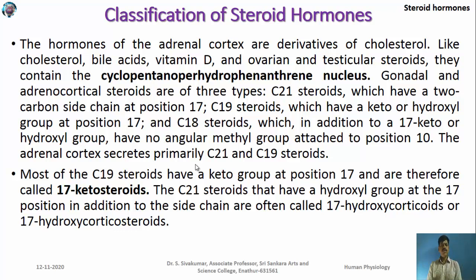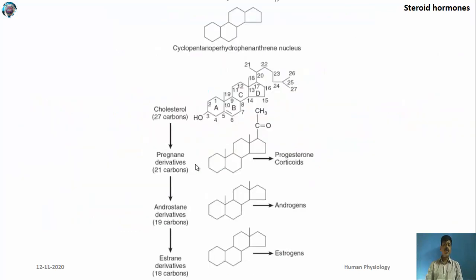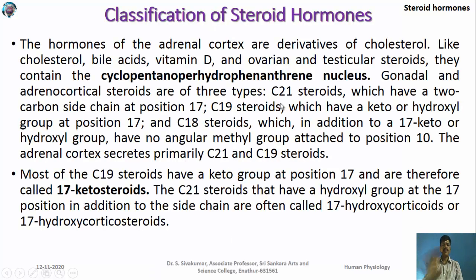So when you talk about steroid hormones, we should know about the positions on the cholesterol structure. We should know the 17th position, the 11th position, the 16th position. We should know all these things. Then only can we know the structure of the steroids. Most of the C19 steroids have a keto group at position 17, and they are also called 17-ketosteroids.